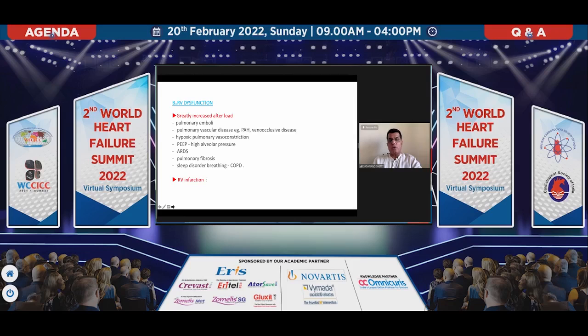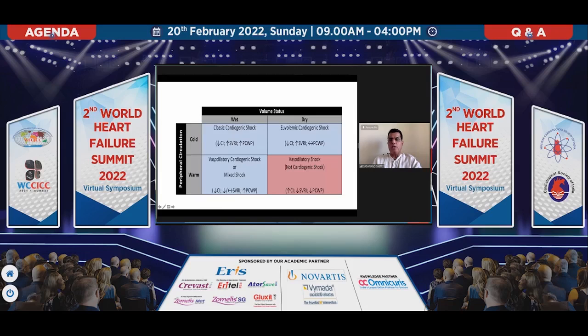Now, RV dysfunction also we have to keep in mind in heart failure, commonly due to greatly increased afterload. Another thing to keep in mind is pulmonary embolism, pulmonary vascular disease, pulmonary fibrosis, ARDS, and of course RV infarction in an acute infarct setting. These are the two important things. Must remember the volume status. Whenever we see a patient in hypotension, whether it's heart failure or otherwise, we have to see the volume status, whether the patient is wet or dry.